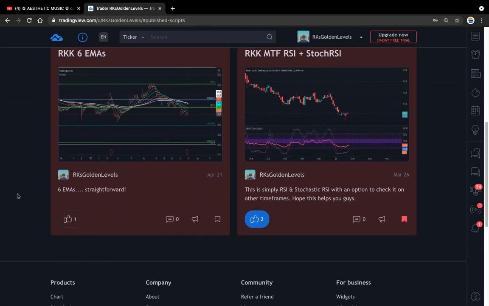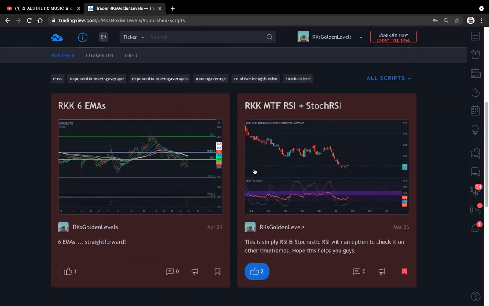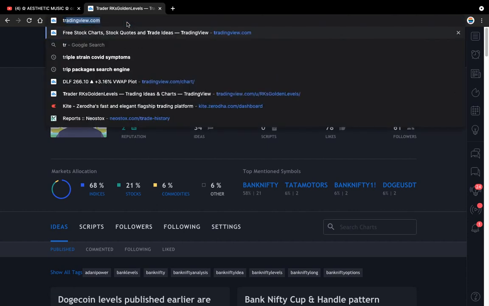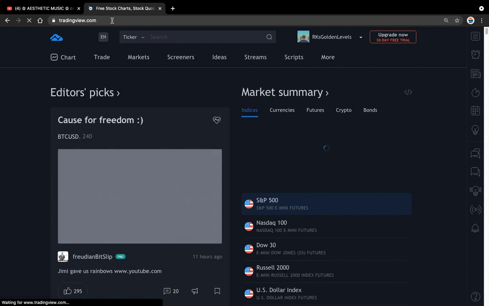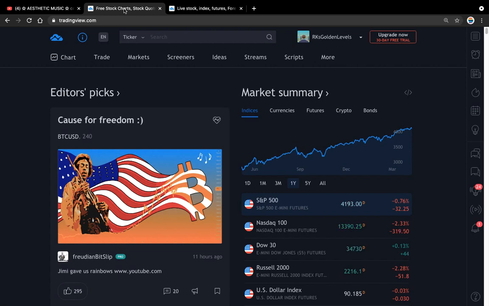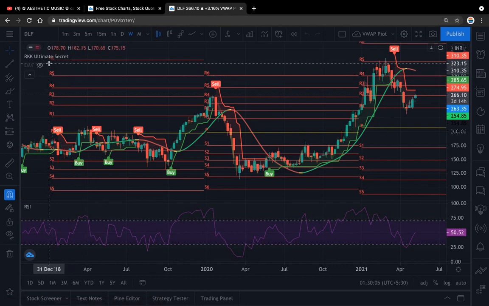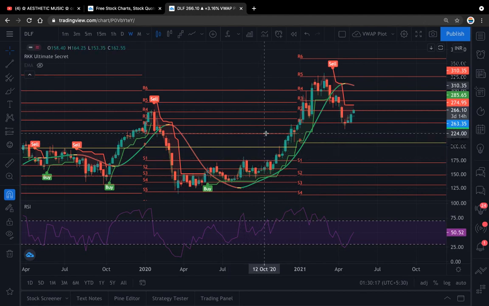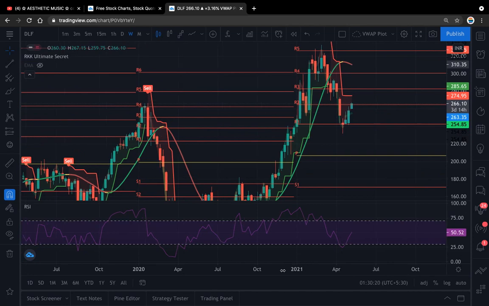I have made a lot of scripts which are not shown here, but if you want to see them, let me show you how they look. Look at this. This is my RKK Ultimate Secret. This is one of the best trading secret indicators I have been using for a very long time.